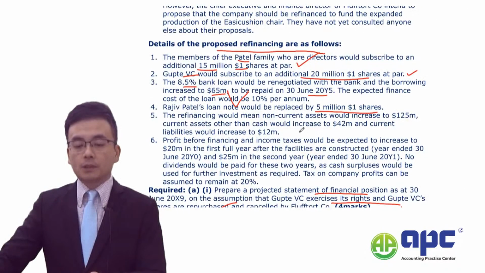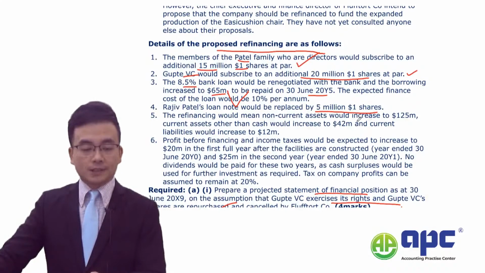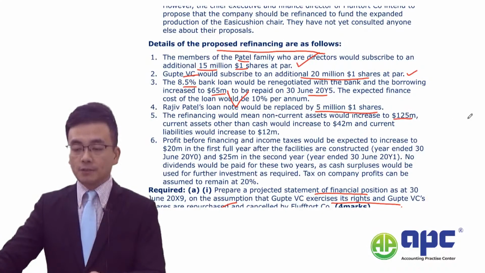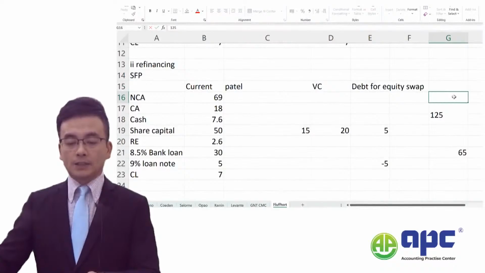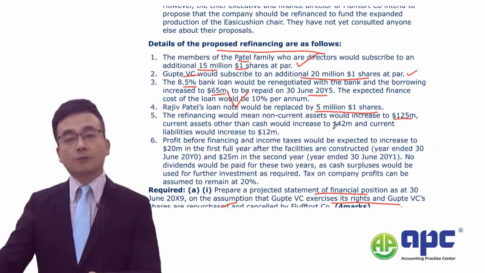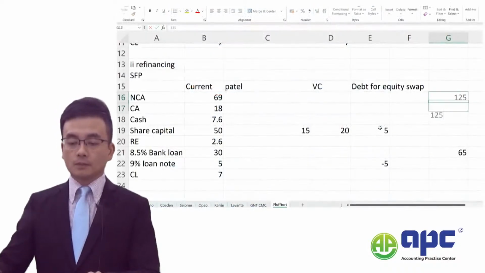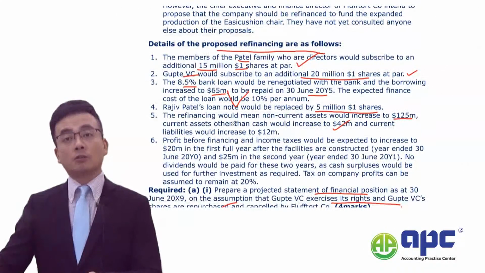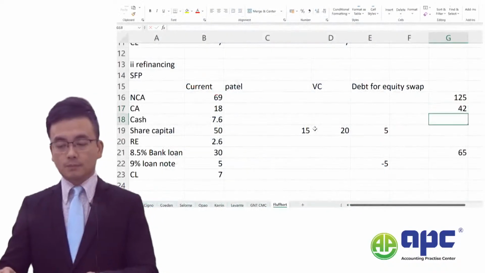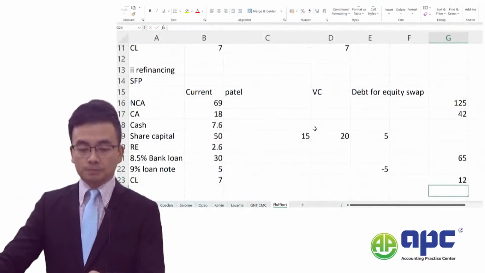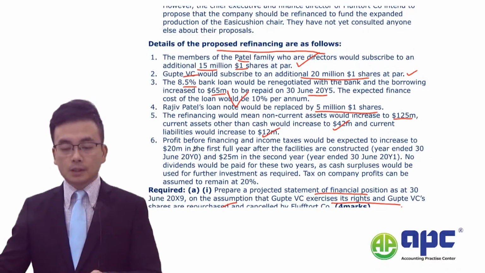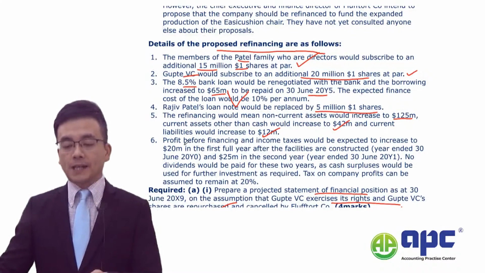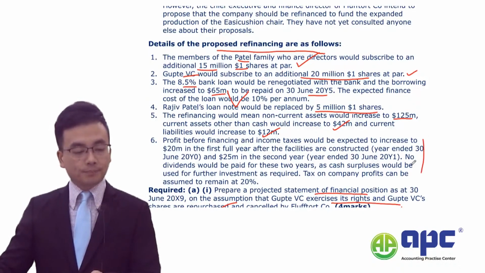We're also told that the refinancing means that the non-current assets increase to 125. Alright, so non-current assets are now 125, and the current assets other than cash increased to 42. And the current liabilities are to be 12 now. Okay, just lock the numbers in, that's all. We are also told that profit before financing income taxes increases to 20, and so on. So that relates to the next requirement.